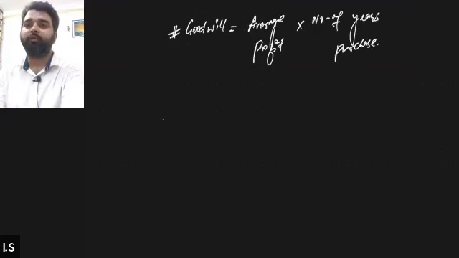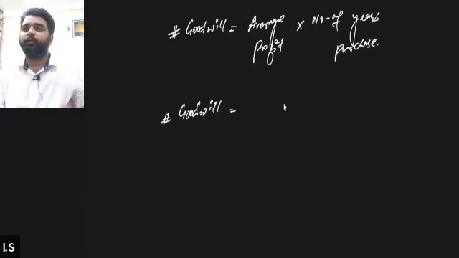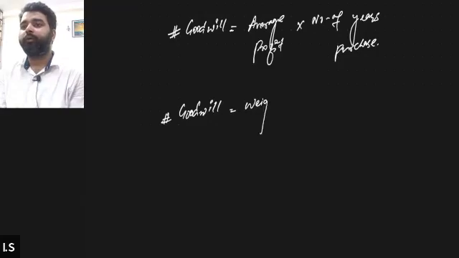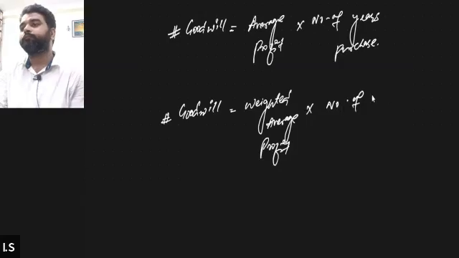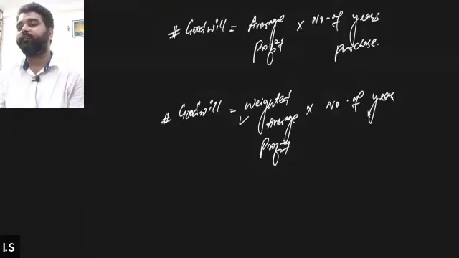Then while discussing the valuation of goodwill by the weighted average method, everything is the same. The only difference is that goodwill is valued on the basis of the weighted average method. So for that purpose, we have to prepare a working note showing the calculation of the weighted average profit, and then multiply it with the number of years purchase. So instead of the average profit, we write down the value of the weighted average profit and multiply it with the number of years purchase.